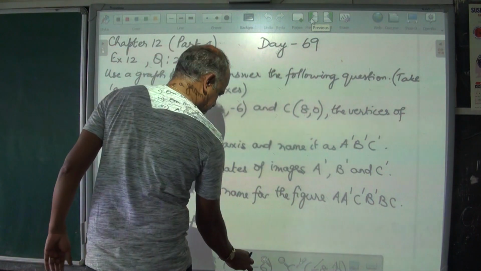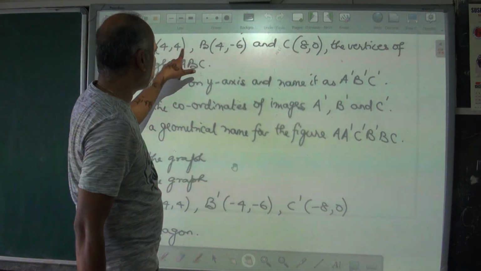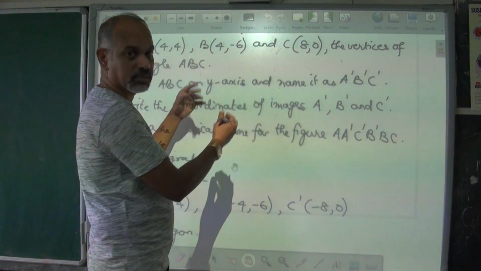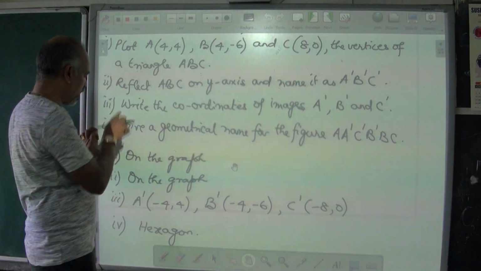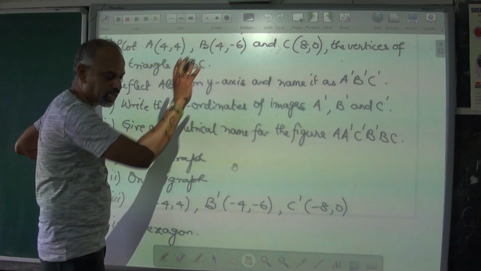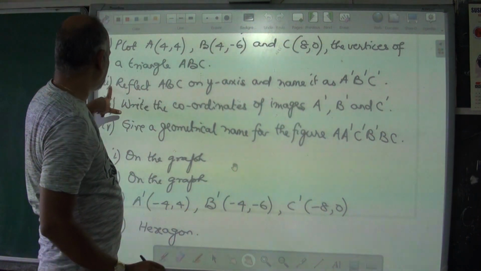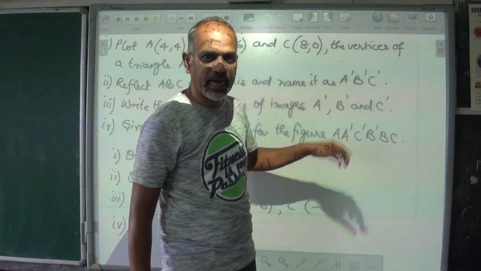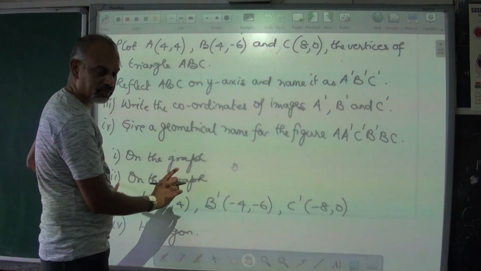Now coming to the answer. First part of the question was, plot A, B and C, the vertices of triangle ABC. Nothing to write, you just have to plot that on the graph. Therefore, in your answer for subdivision 1, you just write on the graph, because these 3 points were plotted on the graph. Nothing much to write, so on the graph is your answer. Second subdivision was reflect A, B, C on y-axis and name it as A dash, B dash, C dash. That also you did on the graph. So second answer is also on the graph.